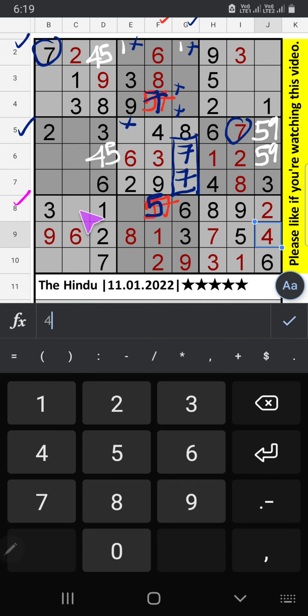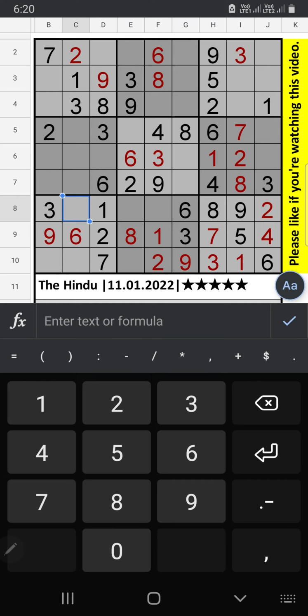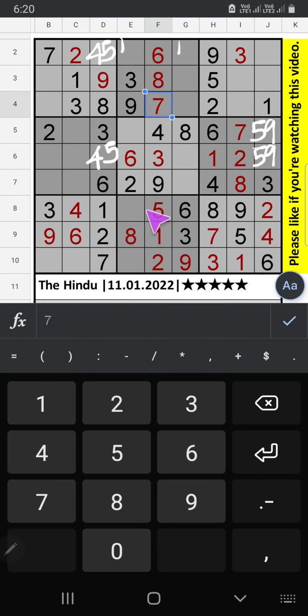8th row 2 numbers are remaining, 4 and 7. In this grid we have 7, so 7 can't come in this cell, then 7 is confirmed here, then 4 is here. 8th grid 2 numbers are remaining, 4 and 7. 10th row we have 7, so 7 can't come in this cell, 7 is confirmed here, then 4 is here.